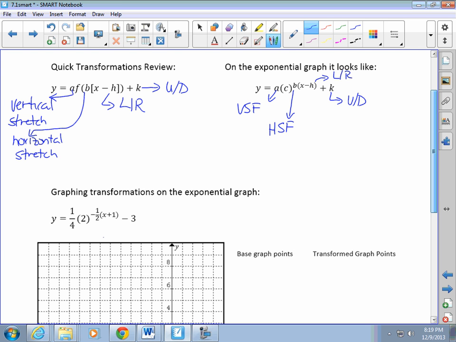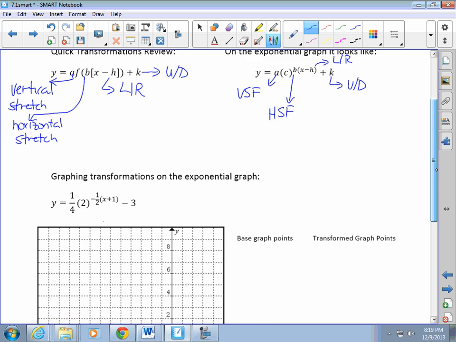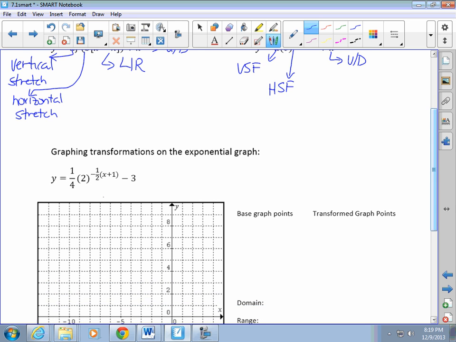Okay, so graphing these transformations. If y is equal to 1/4 of 2 to the negative 1/2 x plus 1 minus 3. So you always have to take a look at this, and before you do anything, figure out what your base is. So the base is the value that the exponent is being applied to. So this is our base.